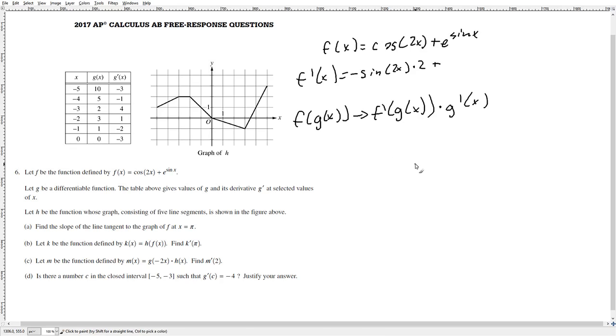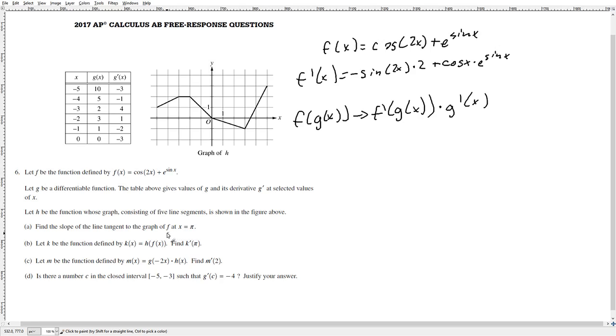Now we'll apply this rule to e to the sine of x. First, we look at the exponent, the sine of x. We find the derivative of that, and then we multiply by whatever we started with, which is e to the sine of x. The derivative of sine of x is just cosine x, and then we multiply by e to the sine of x. So now we have our derivative of f of x.